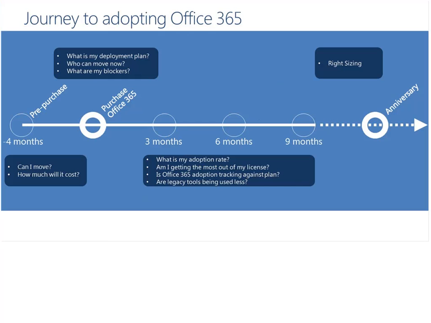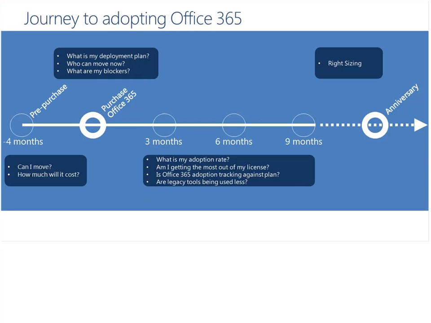Okay, so this is a slide which identifies the journey that you might be undertaking in adopting Office 365. So if we think about the steps that you take, there's the pre-purchase point. So there's the steps that you want to think about in terms of, are you able to move to Office 365 in terms of whether you can physically do it based on your system requirements, and also just get an understanding of how much it's going to cost.